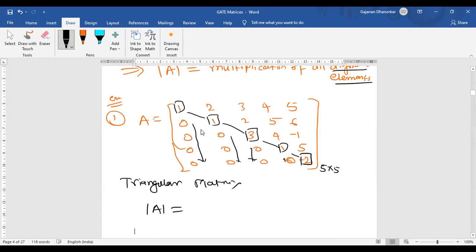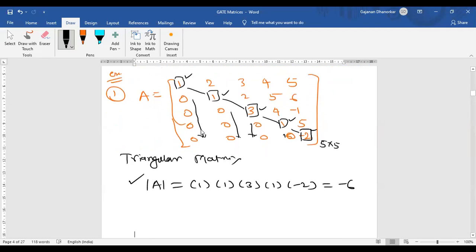Again, in an exam they may ask this type of problem: find the answer orally. What is the answer? 1 into the second element into 3 into 1, all these are the diagonal: second diagonal, third diagonal, fourth. What is its multiplication? Because we know the property of triangular matrices.